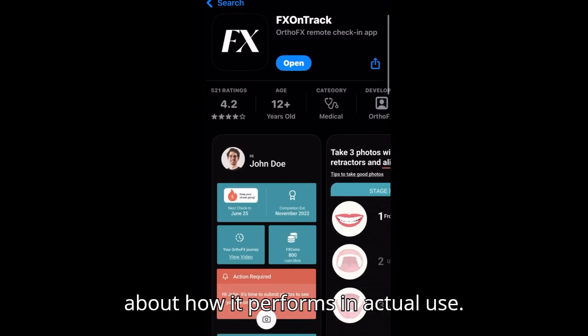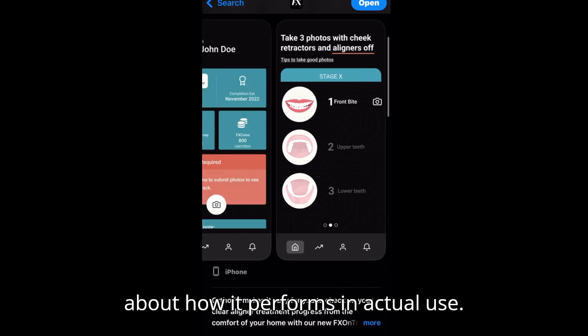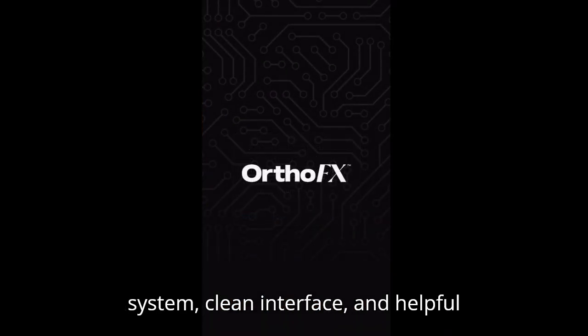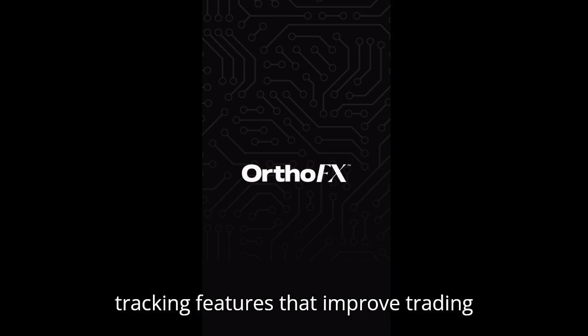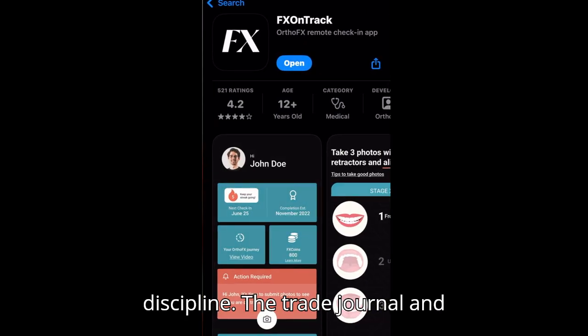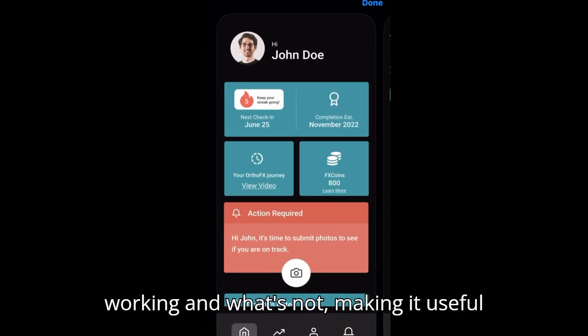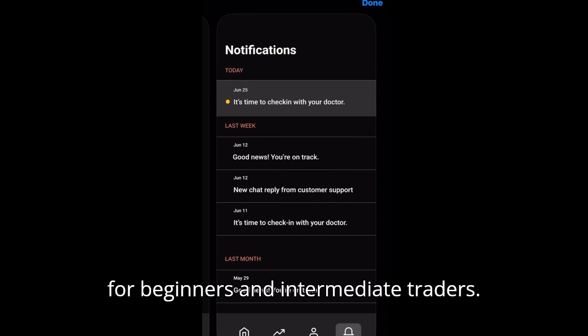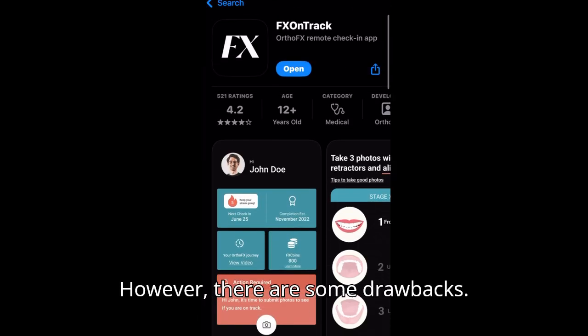Let's talk about how it performs in actual use. Many users appreciate its accurate alert system, clean interface, and helpful tracking features that improve trading discipline. The trade journal and analytics help traders understand what's working and what's not, making it useful for beginners and intermediate traders. However, there are some drawbacks.